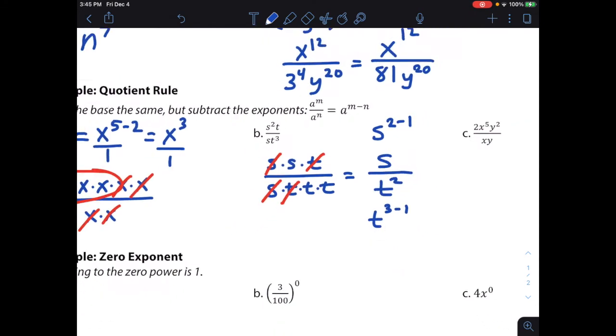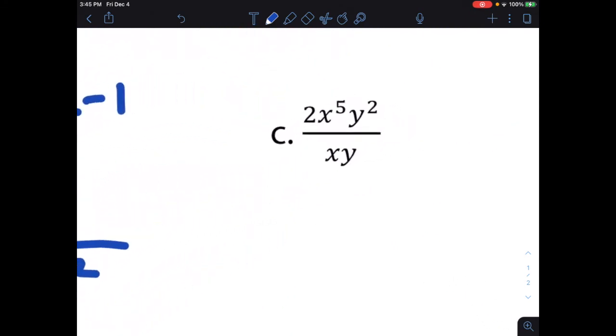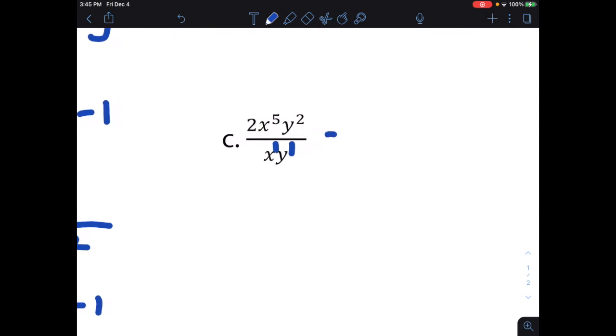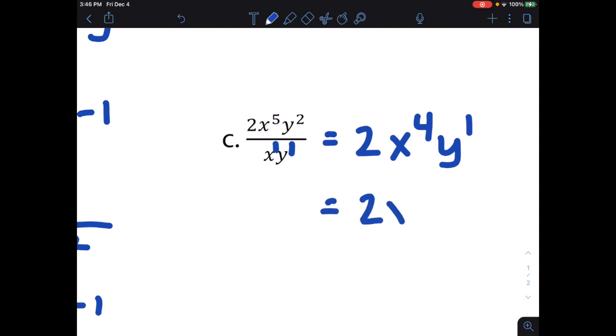All right, hopefully that made sense. Oh wait, we got another one. All right, so now here we have a case where the exponents are all bigger in the numerator. So all the subtraction is going to take place in the numerator, and there's a 1 here and a 1 here. So this becomes 2 times x to the 5 minus 1, or 4, and y to the 2 minus 1, or 1. And generally speaking, we wouldn't write that 1 on the y in our answer, but if you do, that's all right. Either one of these two are perfectly fine answers for this problem.